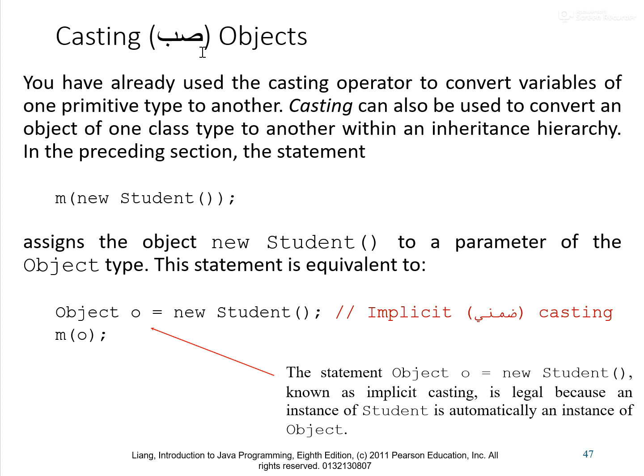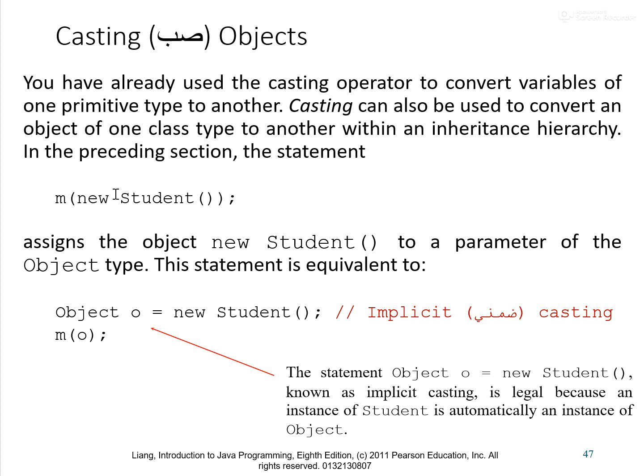So casting is basically used to convert one type of variable into another. We've already done this with variables. Sometimes you can cast from one type into another type, but you cannot cast back. And we can use casting not just for variables, but also for objects of classes that are related to each other, linked through superclass-subclass relationships.